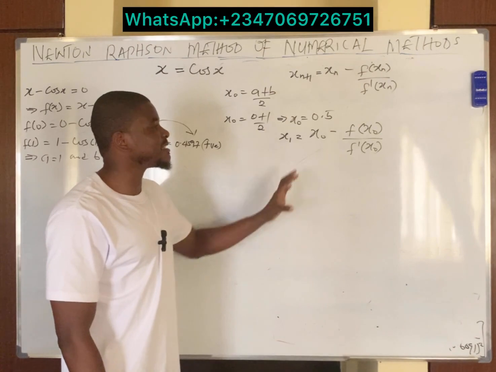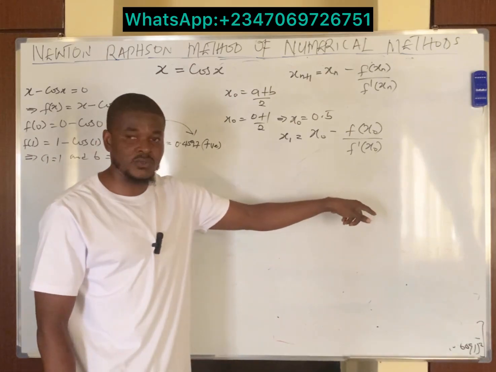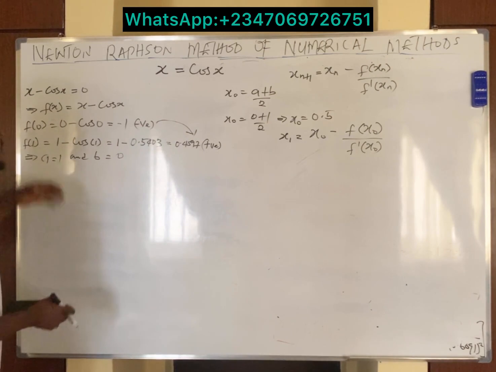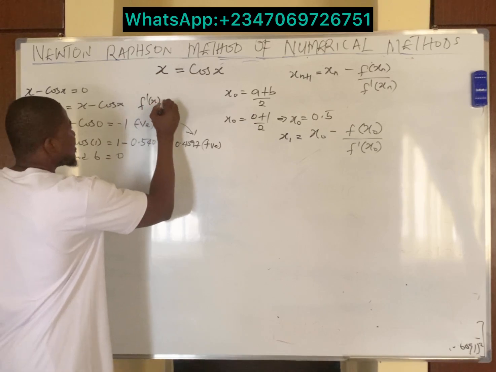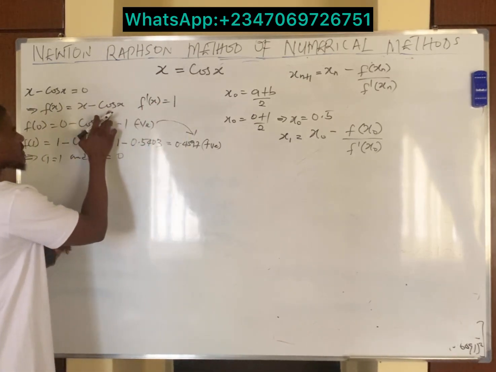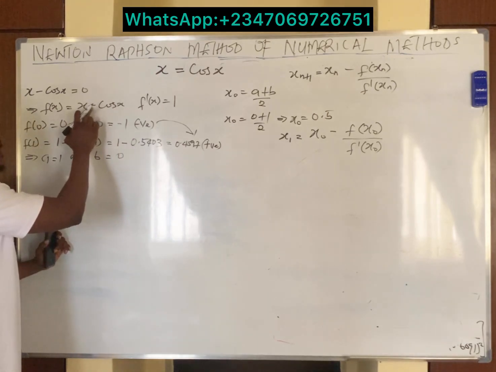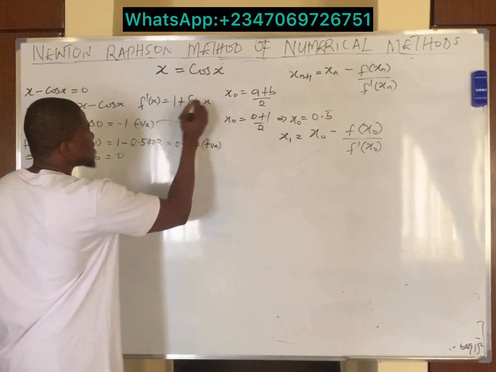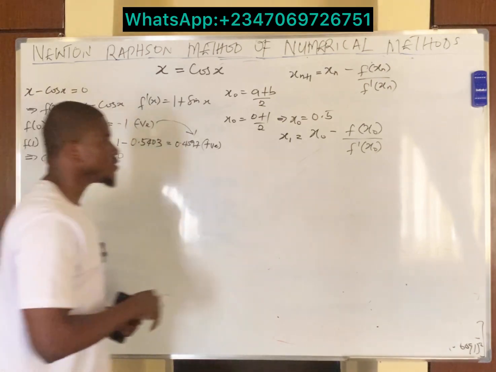We also need to find the derivative of the function and then find the value of that derivative also at the initial guess. So let's start by differentiating this function. So we know our f of x, we can simply find f prime of x. If I differentiate x, that will simply give me 1. If I differentiate cos x, I will have negative sine x. That minus multiplied by this minus becomes what? Positive. So I have plus sine x. So the derivative simply gives me 1 plus sine x.